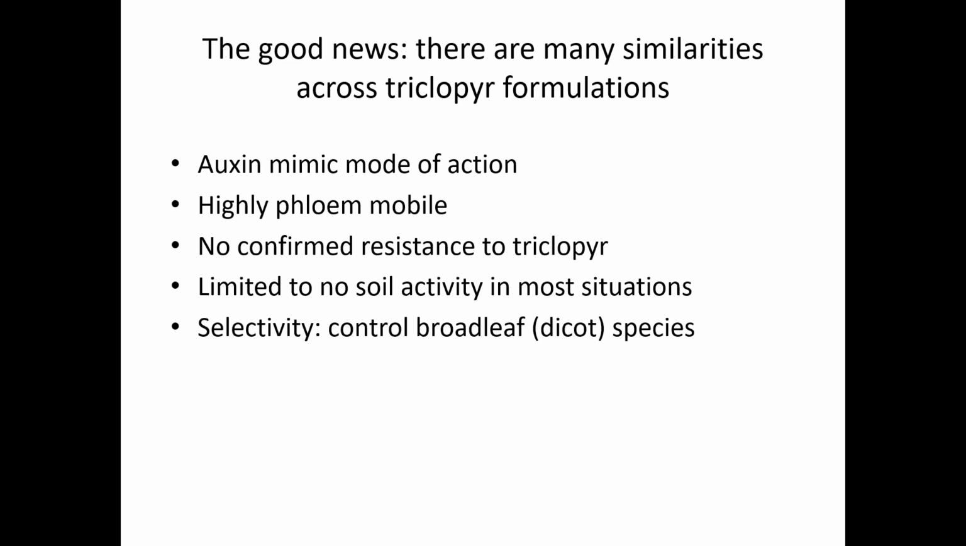All of these are selective. They control broadly for dicot type species, typically not having a whole lot of injury on grasses or monocots in general. So that's pretty consistent across most of the products. They're also very good on woody species and vines, and they've been a real go-to herbicide for many, many different species. And in the invasive plant world, we know we have plenty of woody species and plenty of aggressive vines that we're dealing with. And Triclopyr is often pretty effective on a lot of them, okay?